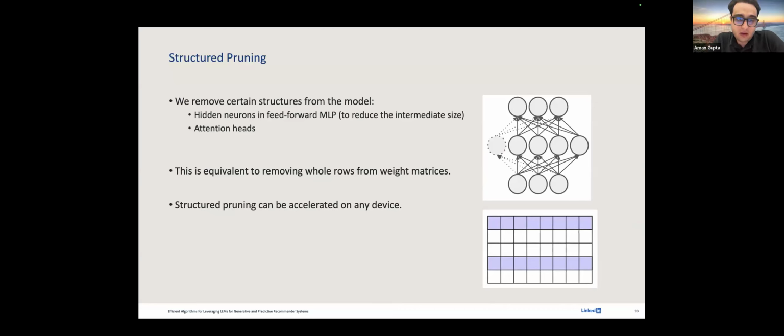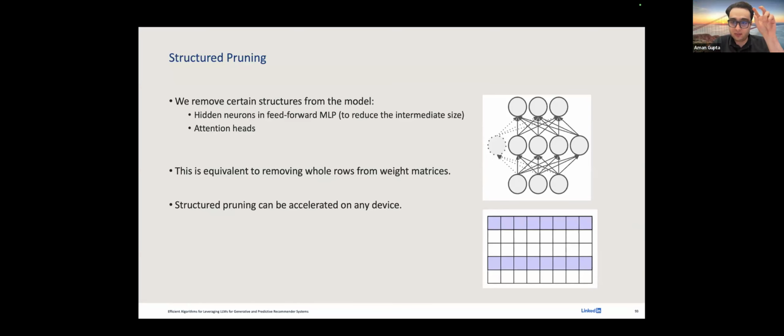Next, I want to talk about structured pruning a bit as well. Unlike unstructured sparsity, in structured sparsity we actually think about the components of the model. For example, if you're looking at the MLP layer, we might want to remove the hidden neurons in a feed-forward MLP layer. As this picture here shows, you want to remove some hidden neurons here. Or if you're thinking about the attention mechanism, you might want to remove attention heads from the model.